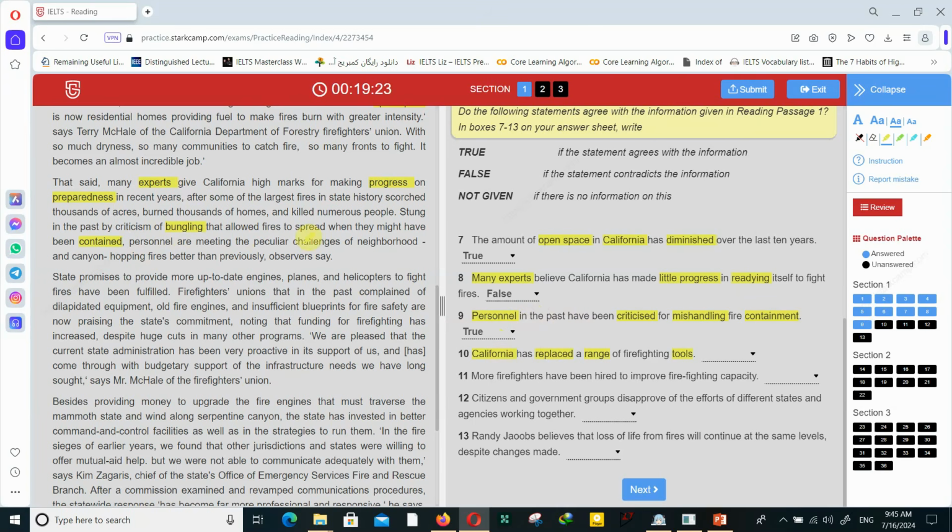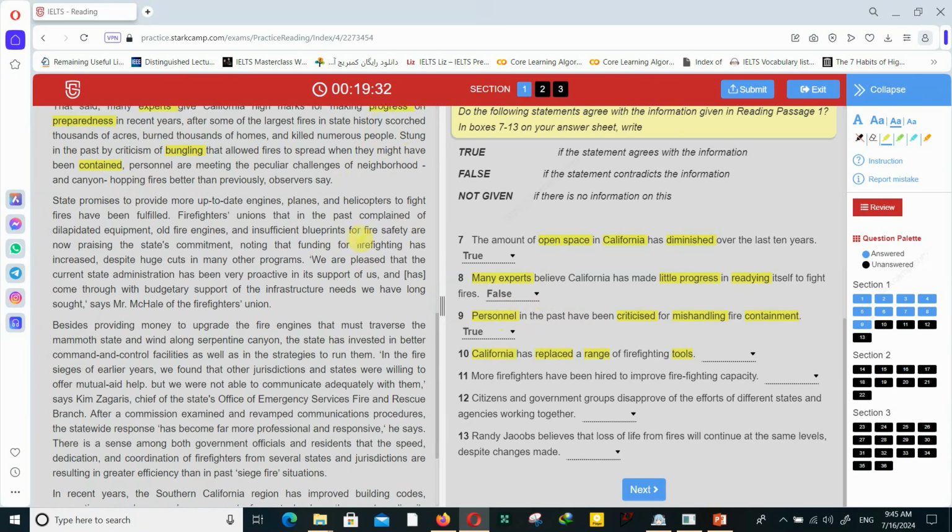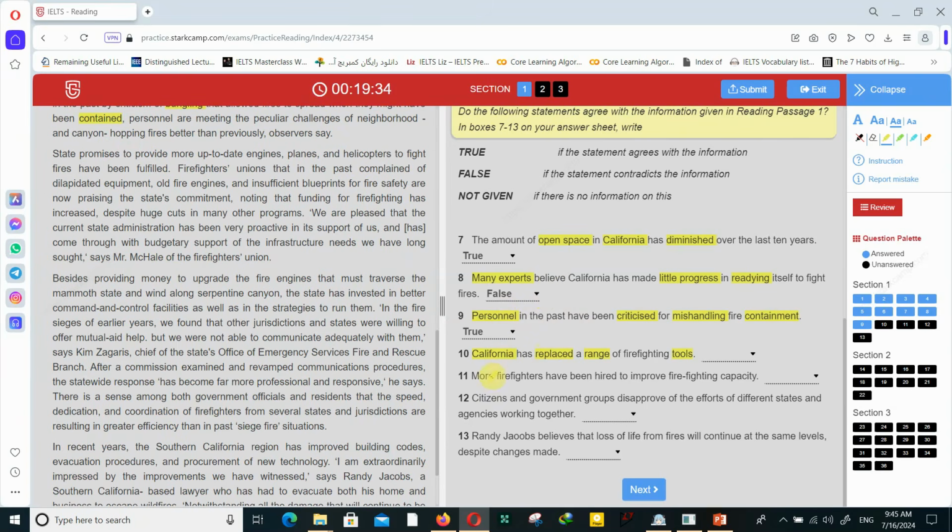Personnel are meeting the peculiar challenges of neighborhood and canyon-scorching fires better than previously, observers say. Okay, now next two questions. Replace the range of firefighting tools. More firefighters have been hired to improve firefighting capacity.